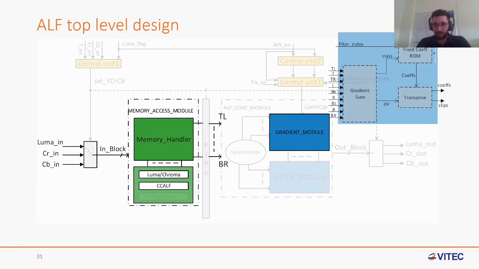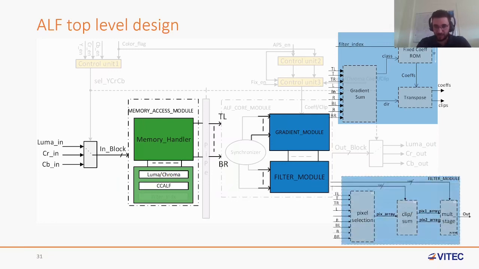The gradient sum computes the sum of gradients for all directions. It determines the classification value, which in turn selects one single coefficient from the fixed coefficient ROM. The third module applies a certain transposition to every filter depending on the gradient sum results. The gradient module will finally generate the filter coefs, which will then be processed by the filtering module.